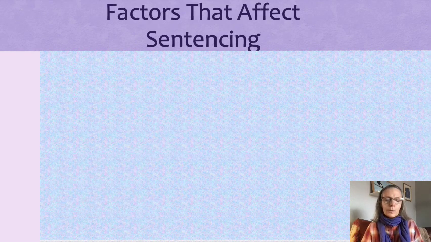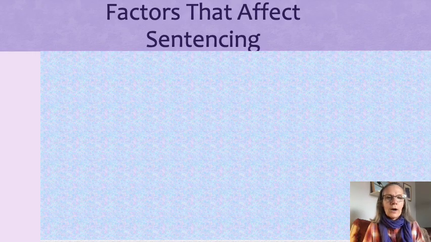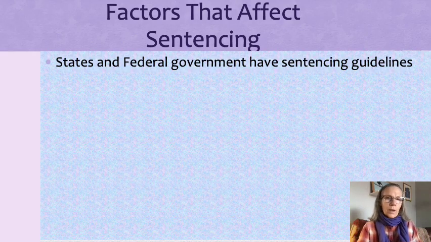Okay, so a person's been convicted. They're going to be sentenced. We have a sentencing model, depending on what state you live in. We know what the goals of sentencing are. But what are some of the factors that can affect sentencing above and beyond the goals that you want to achieve with that sentence? So one factor that affects sentencing is the sentencing guidelines.